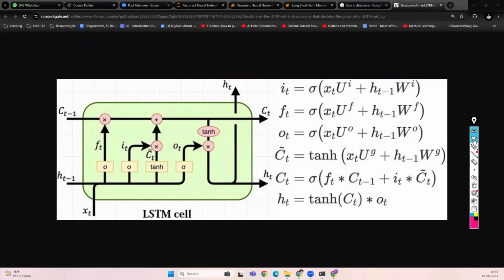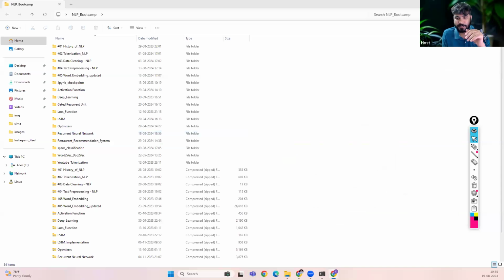So this is the entire LSTM calculation that we have. We just need to focus on the three gates: the input gate, the forget gate, and the output gate, along with the memory. Based upon these, we have our entire calculation. Now, if I show you the architecture here, let me open it.